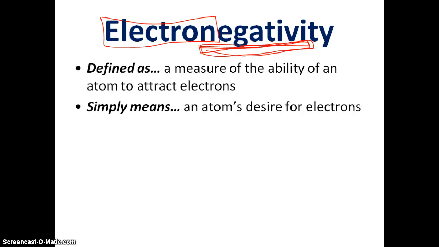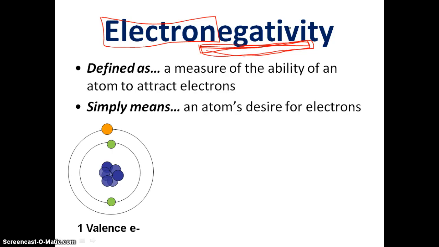Just like people, some people can attract more people to them. Maybe they're friendlier, they're more outgoing, I don't know, better looking, anything. That might attract more people to them. They would have a stronger attraction to these electrons, these atoms. So it's a measure of how attracted these electrons are to these atoms, or how much these atoms desire these additional electrons.